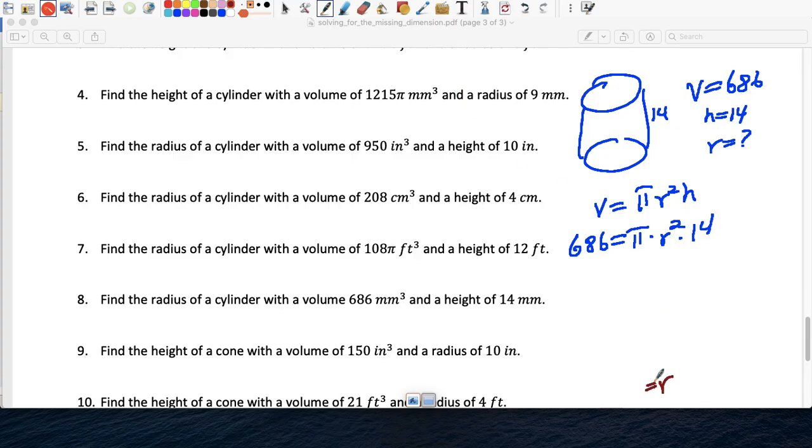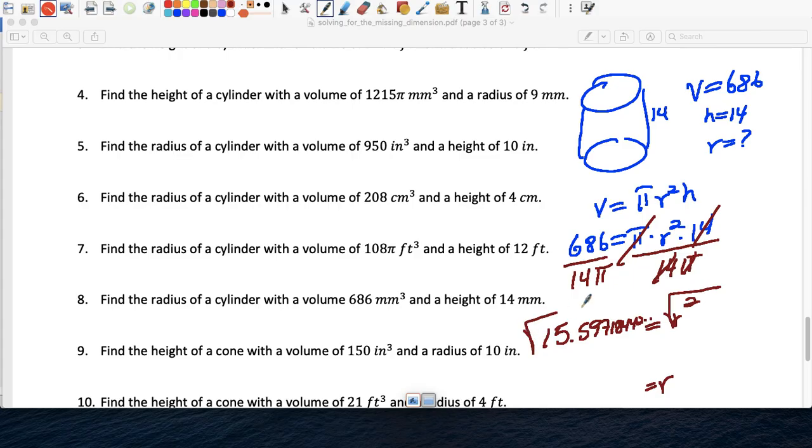Okay, so let's isolate the variable r. Let's get rid of 14 and pi first. Divide by 14 pi on both sides. 14 pi on the right side goes away. On the left side, we're going to do 686 divided by 14 pi, and enter. We get r squared equals 15.597184 42..., and again, I'm going to leave this number in my calculator. And I'm going to take the square root of that. It's going to give me 3.95 about.